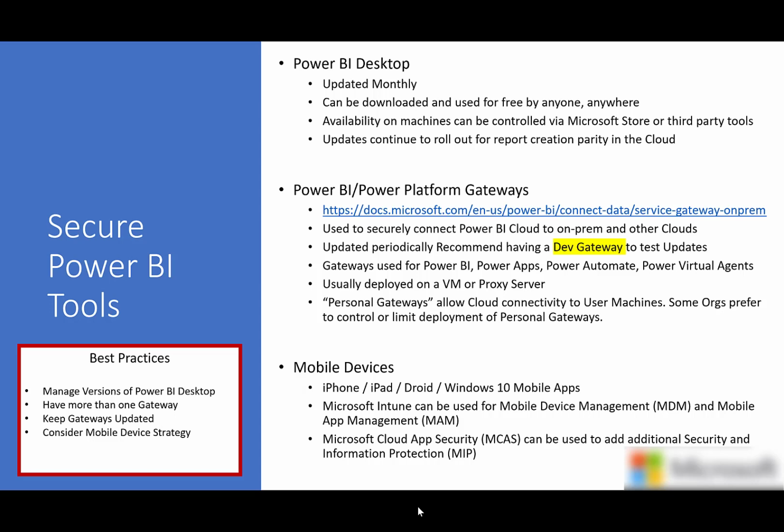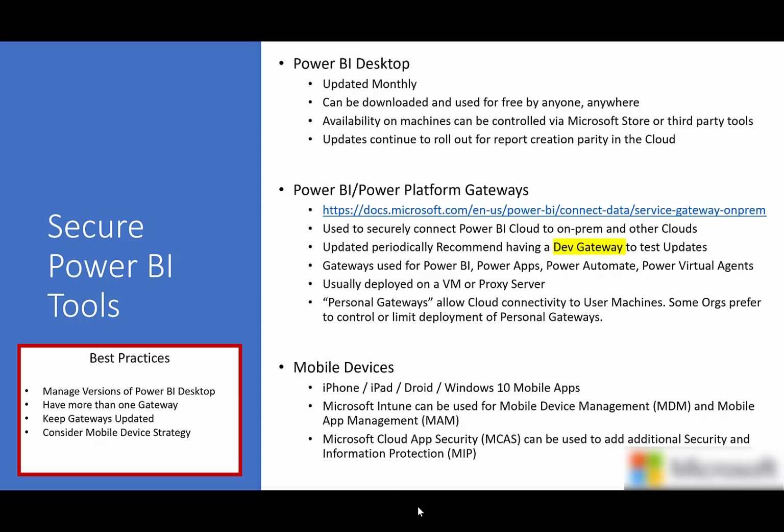The gateways are usually deployed on a VM or a proxy server. There's also a concept called personal gateways, where users can deploy a gateway which gives them a connection from their personal machine to the cloud. There are use cases where power users will want to use those personal gateways. Some organizations do like to lock down control of those personal gateways because they want to completely control any connectivity from machines to the cloud. So that's up to you how you want to control that.